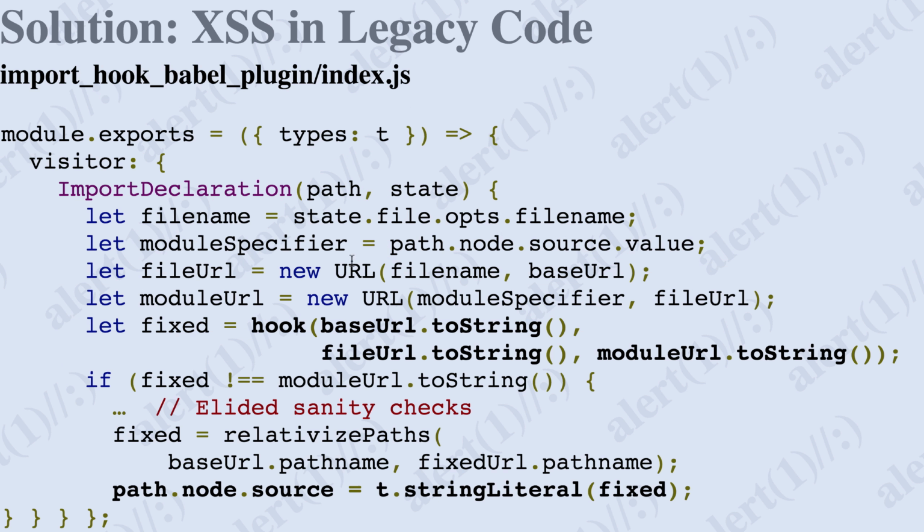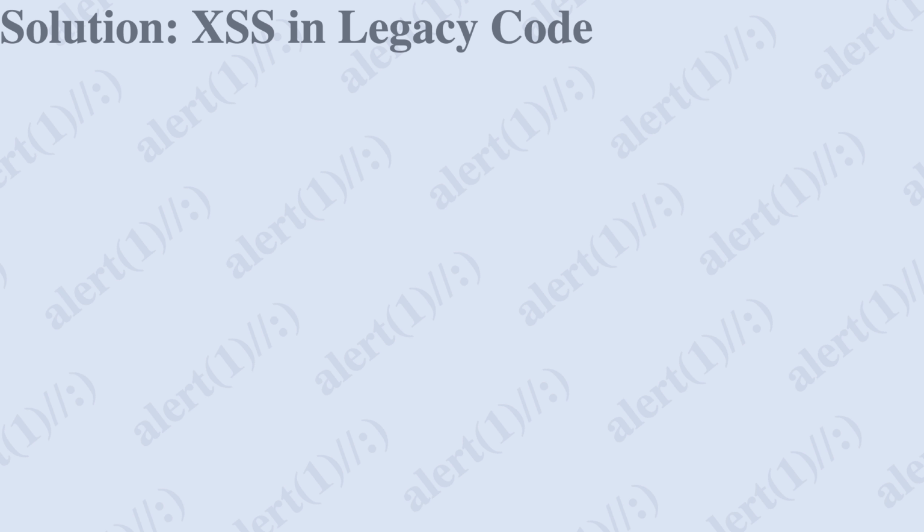Then we use Babel to apply the policy and rewrite import declarations. Here's where we apply the policy, and here is where we substitute a fixed URL. So we looked at how import hooks work. Let's see how our security story affects the way we rewrite code.